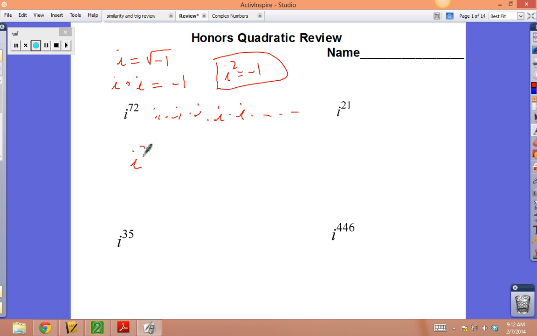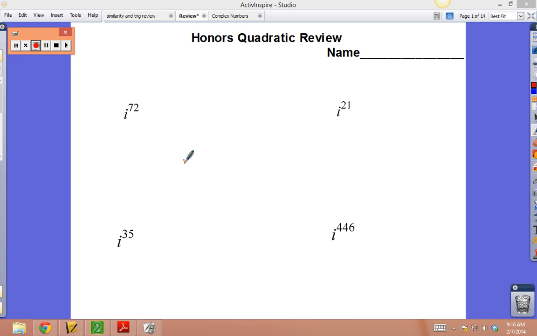So the question is, how many squares are there in 72? There are going to be 36, because 36 squares is 72. So you have to think of it in terms of squares. How many squares are in 72? There's going to be 36. And you're going to replace each square with a negative 1. So if you have a negative 1 times itself 36 times, where do you end up? Do you end up with negative 1 or positive 1? You should end up with positive 1.